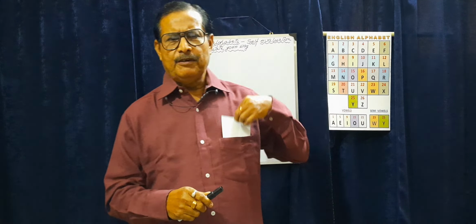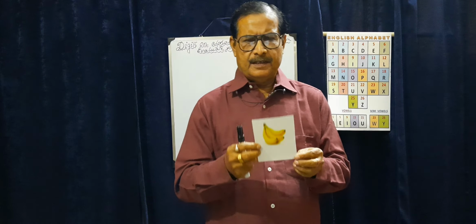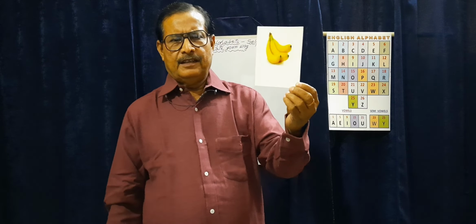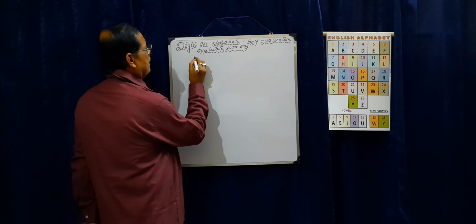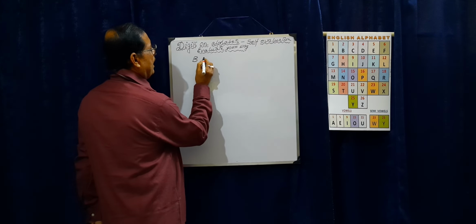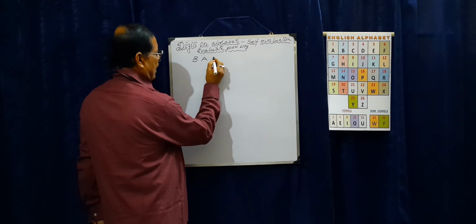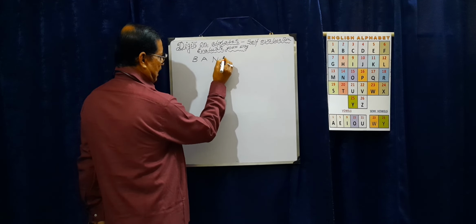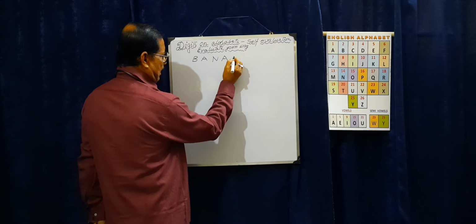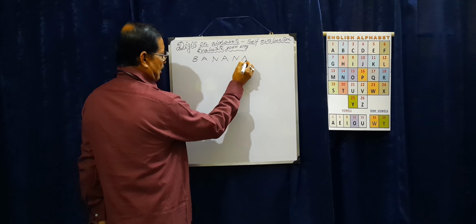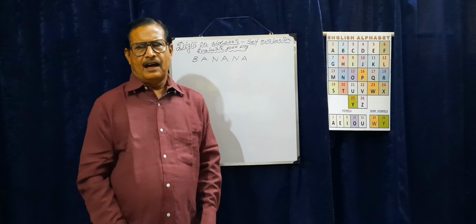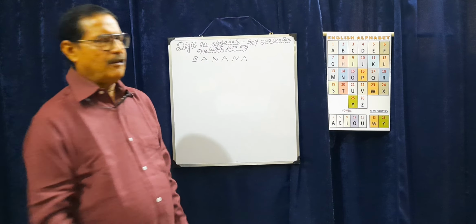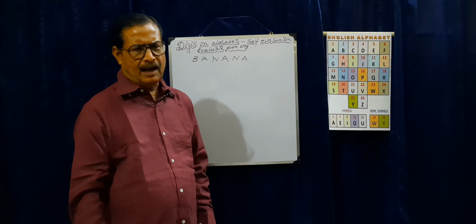Suppose I am showing one picture. See. Now I'll write the name of that picture. This is B-A-N-A-N-A. So, banana. I have already written banana.